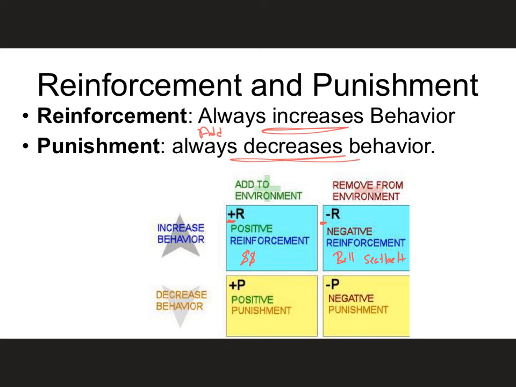Now, if I wanted to decrease the behavior, I'm going to use punishment. Punishment always decreases the behavior. So let's say I'm going to do positive punishment. I'm going to add something to decrease the behavior. So maybe I might yell. I'm going to add a loud voice to decrease behavior. Negative punishment means that I am going to take something away to decrease the behavior. So maybe I'm going to take away your cell phone and hope that that would also decrease behavior.